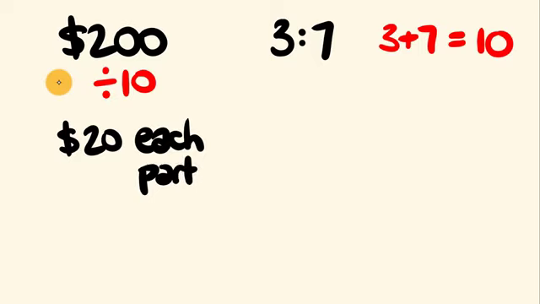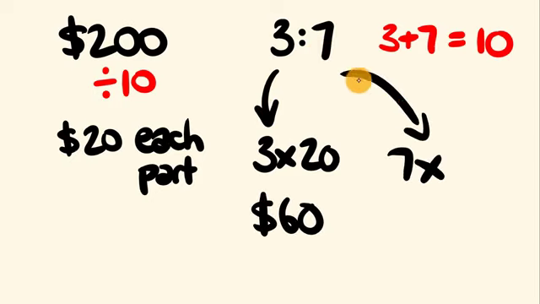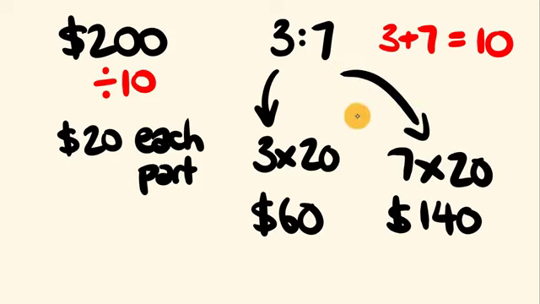That is each part. So we can divide up fairly simply now. One person is getting 3 parts of that. So 3 times 20, that person gets 60 bucks. Our favourite child, well, they're getting 7 times 20. That one is getting $140. So the money has been divided up into a ratio of 3 is to 7.